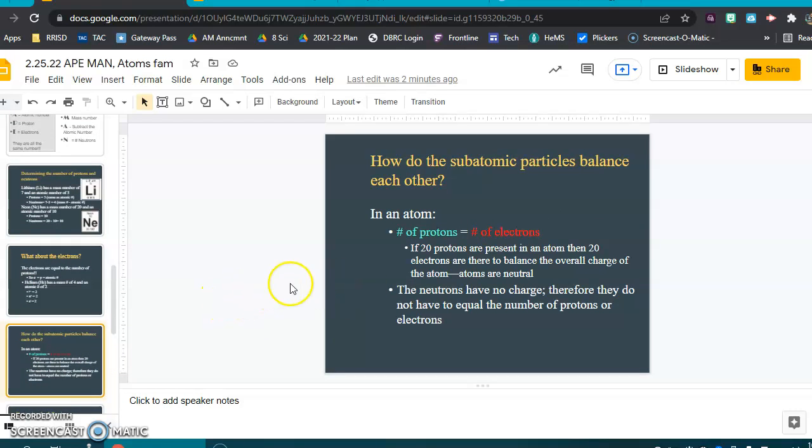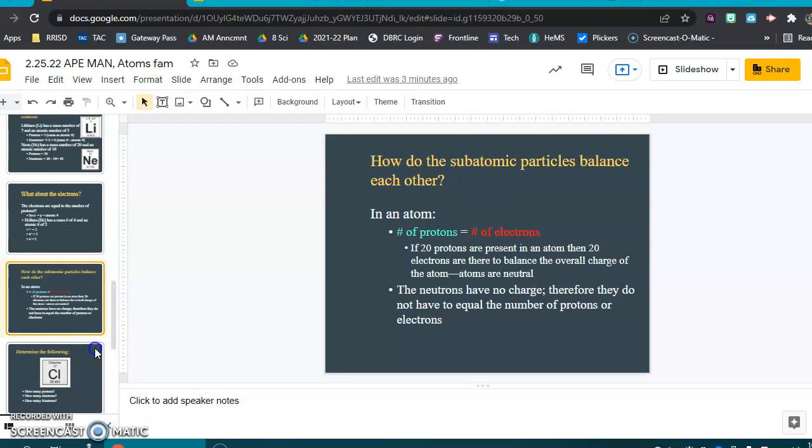So how do these balance each other out? In an atom, the number of protons has to equal the number of electrons. So if I have 20 protons present, then I have 20 electrons, so that we balance the charge and the atom is neutral. Now remember, neutrons have no charge. Therefore, they do not have to be equal to the number of protons.